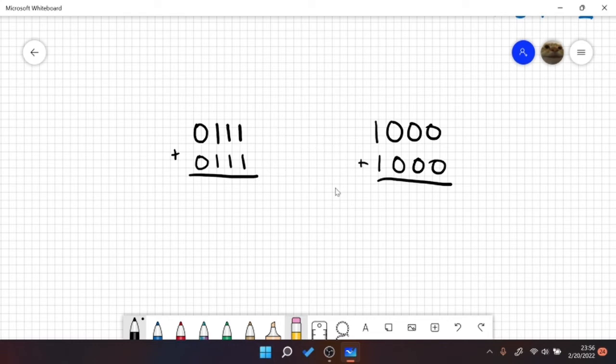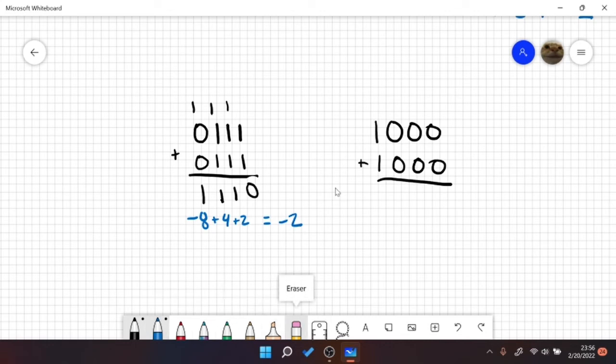So here we get 0, carry a 1. 1, carry a 1, 1, carry a 1, and then drop that 1 down. And let's work out what this number is. So this bit is negative 8, this bit is positive 4, 2, and when we add those together, we get negative 2. But we just said earlier that this should be 14, but for some reason we're getting negative 2.